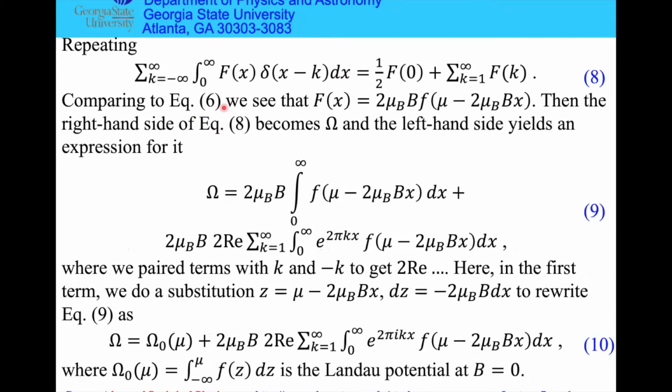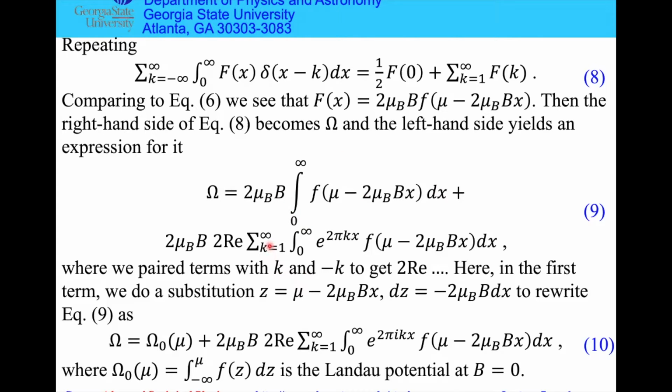I'm comparing to the expression for omega, which is equation 6 on the previous slide. We see that if you set f of x equal to mu bb, this is the energy of the Landau oscillator, but our function f, introduced in the last lecture and repeated here, then the right-hand side becomes exactly the expression for omega. The left-hand side, this one, gives the expression of it in integral form right here. So this is the term corresponding to n equals 0.